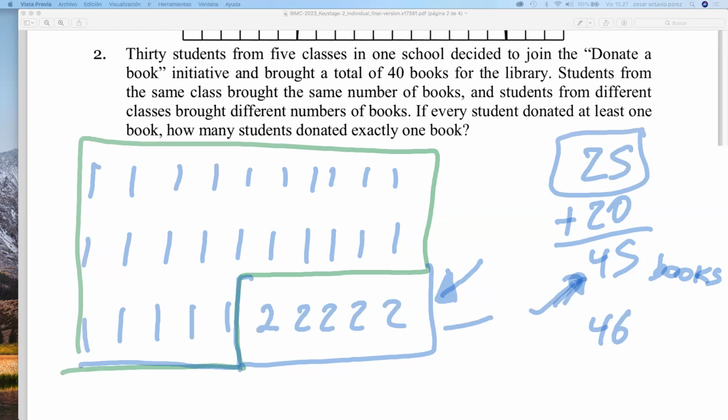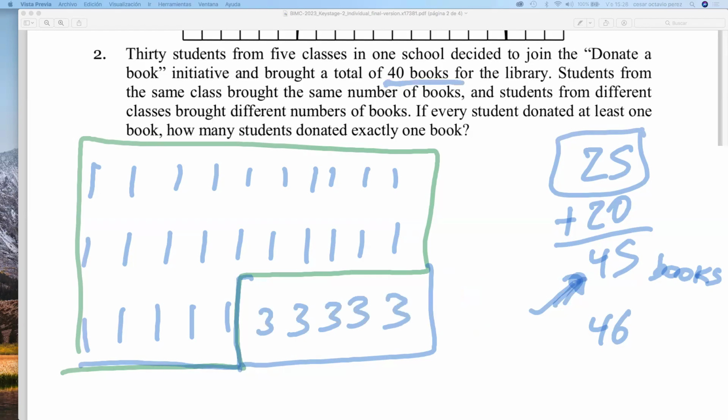Here we will have 25 plus 10, 35. Okay. But we want 40 books. Each can give 3 books. Okay. 3 books. Okay. This is your idea.